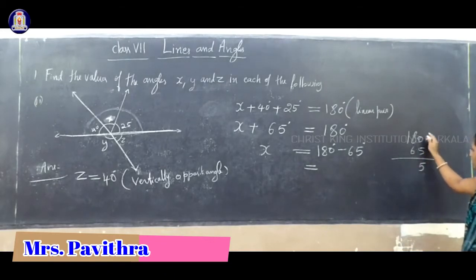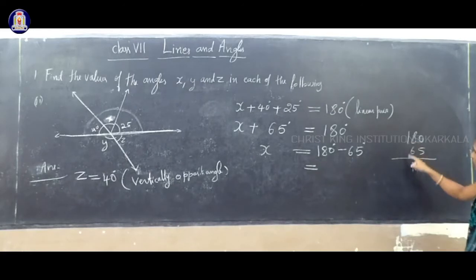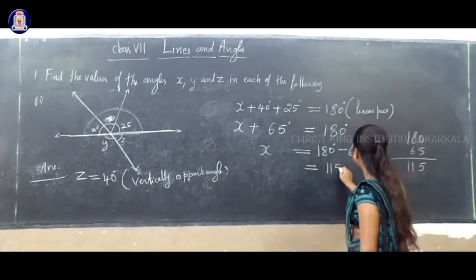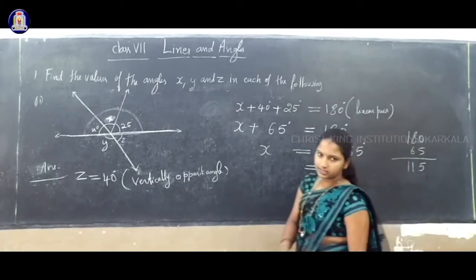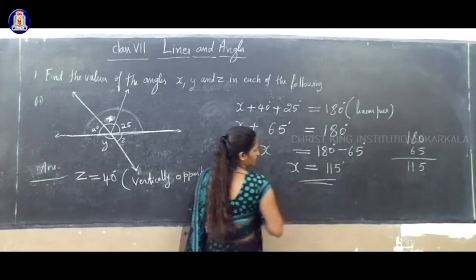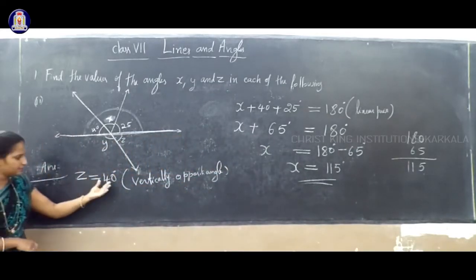If you subtract 180 degree minus 65, the answer we get is 10 minus 5 is 5. And what is remaining here? Remaining 7. So 7 minus 6 is 1, and 1 is the right answer. So what is the answer? Answer is 115 degree. So we got angle x is 115 degree and angle z is 40 degree.